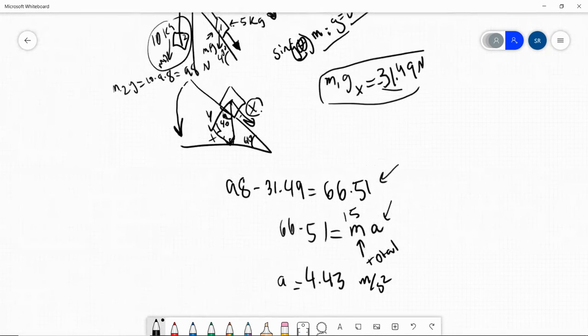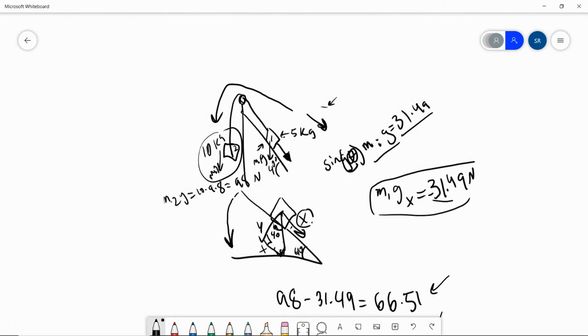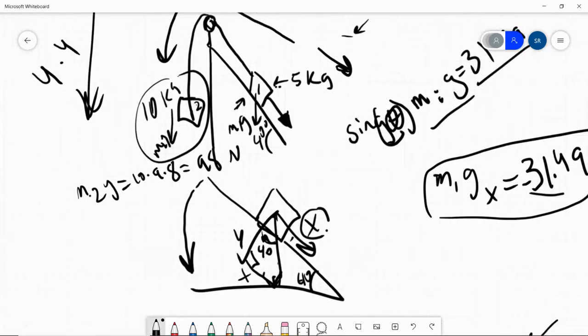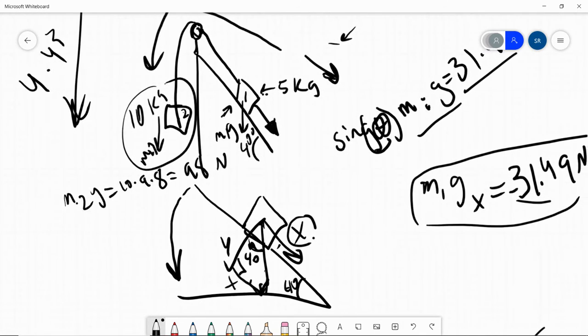Now that we have acceleration in place, I have the net movement. This is what we're going to see. When these boxes fall, these two boxes are going to kind of fall to the left. When they do so, what you're going to observe is an acceleration of 4.43. And with that in mind, now we know the net movement, and now we know the net force.